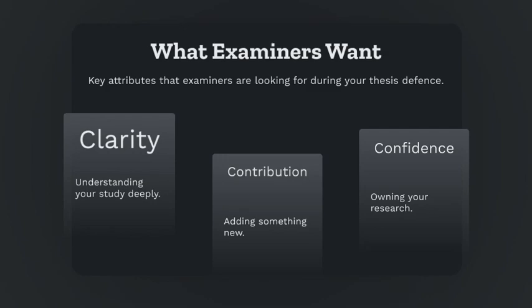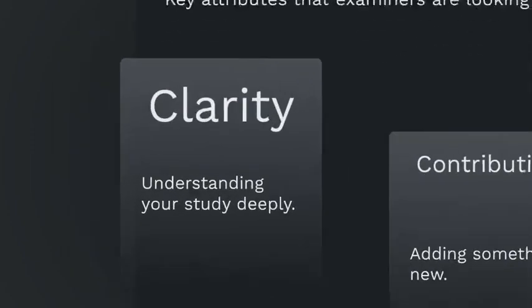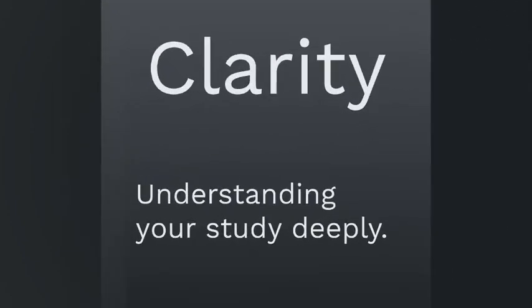What examiners want: they want clarity, they want contribution, they want confidence. Okay? Those are the three things that they are looking for. So let's look a bit at clarity. It's important for you to be clear. This means you can explain your research in simple terms, justify your choices, and navigate its complexities, all while being grounded in your specific context. So, for example, you need to justify your methodology.